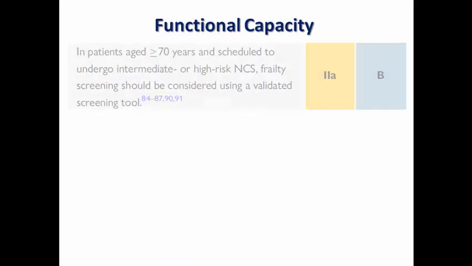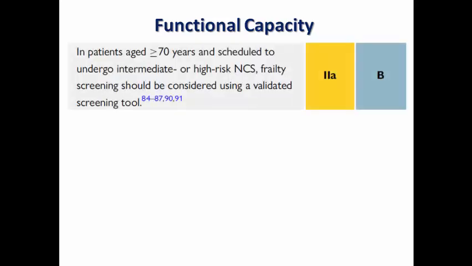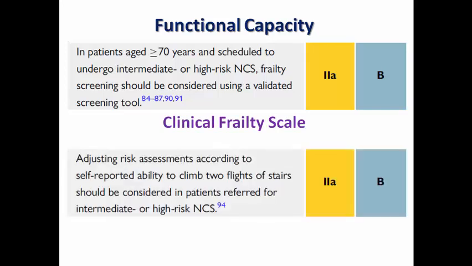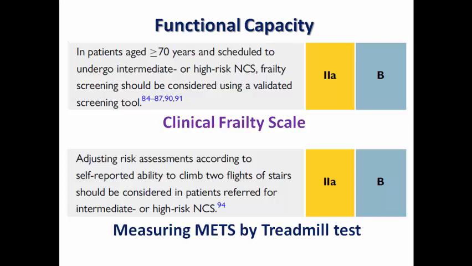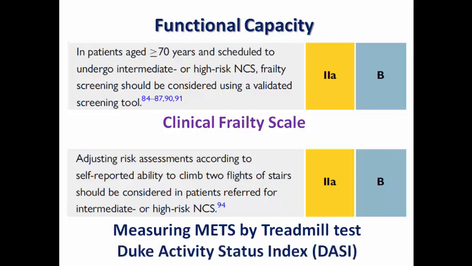Regarding the functional capacity, which is an important assessment tool and which we mentioned shortly in this video, in patients aged 70 years or more scheduled for intermediate or high-risk surgery, frailty screening should be considered, like the clinical frailty scale, for example. Adjusting the risk assessment according to the self-reported ability to climb 2 flights of stairs should also be considered before intermediate or high-risk surgery, like measuring the METs by the treadmill test that we all do, and measuring the Duke Activity Status Index.